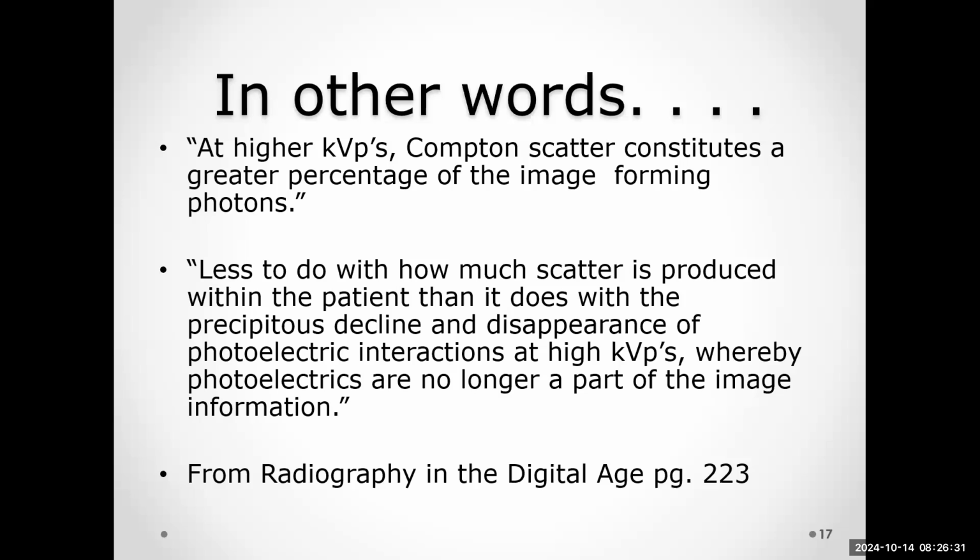But when he says it's less to do with how much scatter is produced within the patient than it does with the precipitous decline and disappearance of photoelectric interactions at high kVps, whereby photoelectrics are no longer a part of the image information. Y'all see why we don't use this book? All he's saying there is that it's more to do with the fact that the chance for photoelectric goes down so much more rapidly is the reason that Compton scatter goes up when we increase kVp. But why does the photoelectric one go down faster? It just has to do with the atomic number of the part.